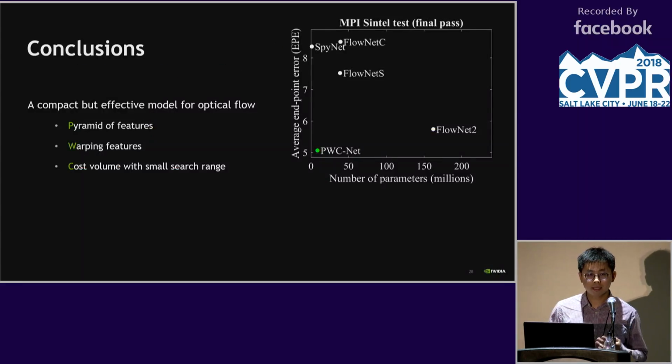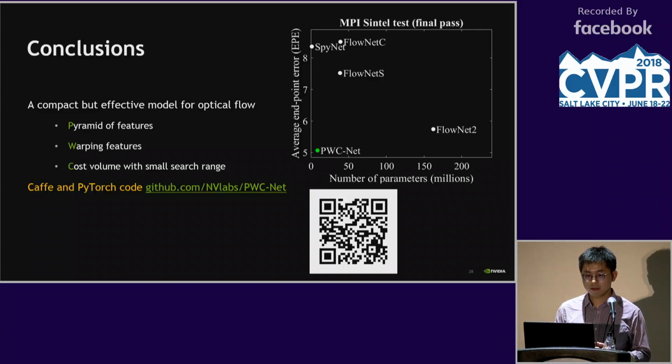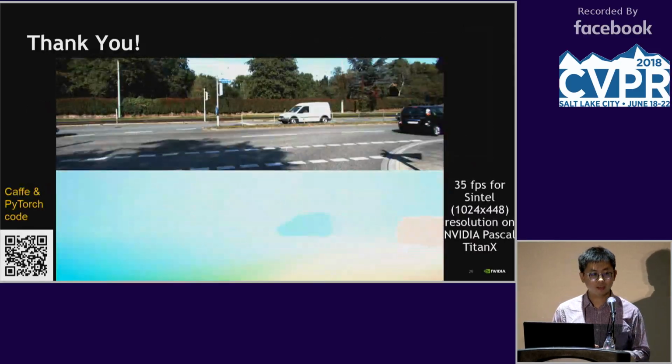So to sum up, I have introduced a very compact but effective model using 3 principles: pyramid of features, warping the features, and construct a cost volume with very small search range. And finally, the Caffe and PyTorch code are available at this GitHub link. And thank you for your attention.